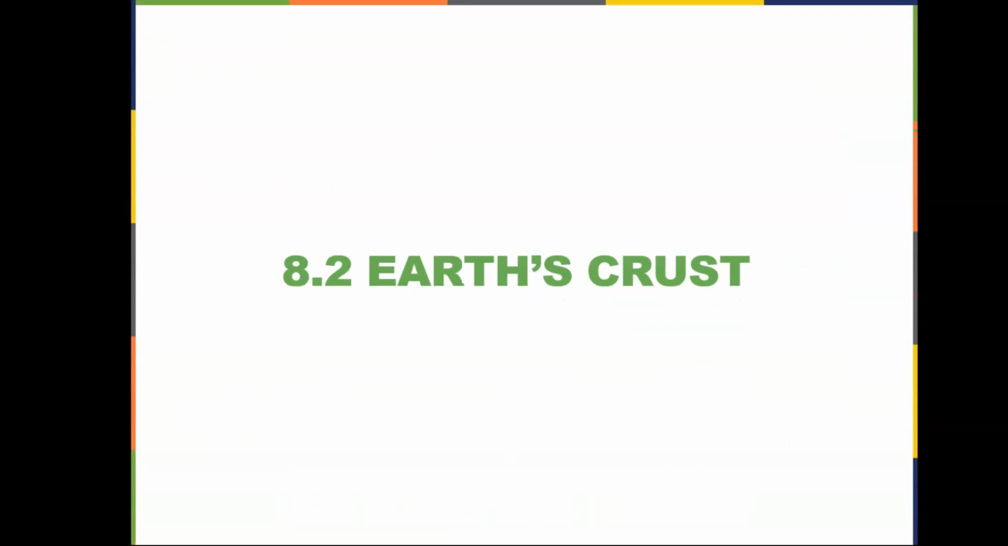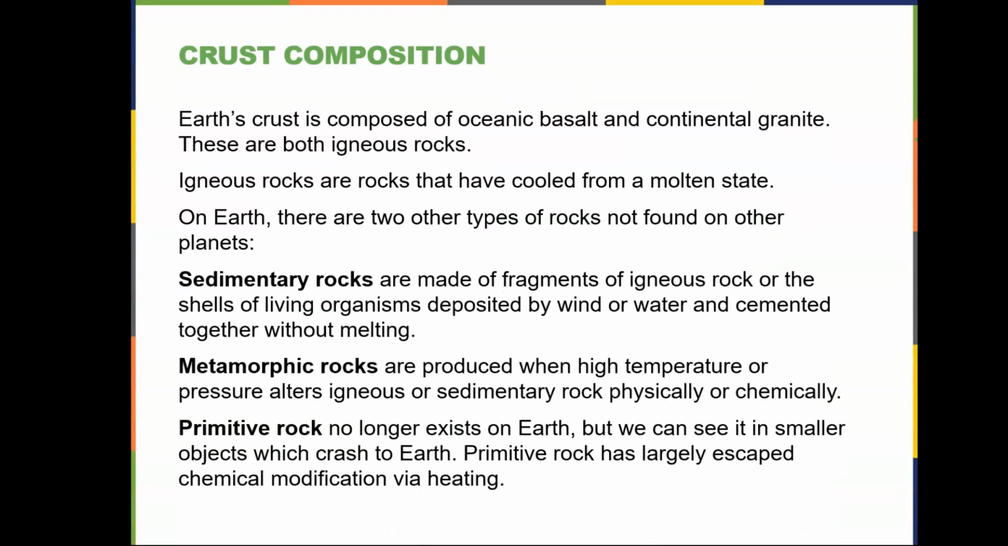We will now discuss in more detail Earth's crust. Earth's crust is composed of oceanic basalt and continental granite. These are both igneous rocks. Igneous rocks are rocks that have cooled from a molten state. On Earth, there are two other types of rocks not found on other planets: sedimentary and metamorphic.